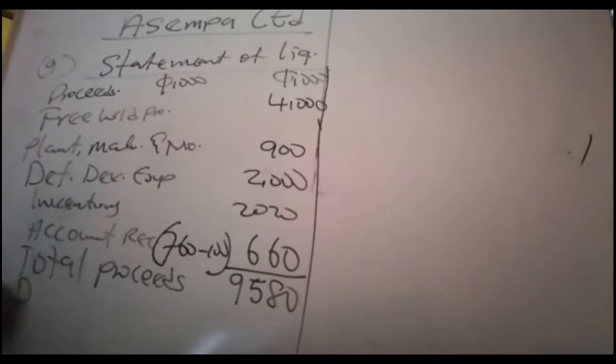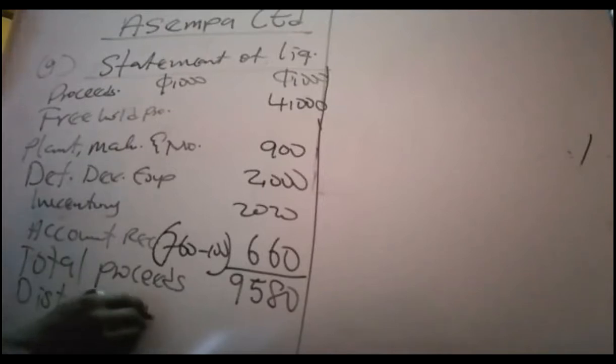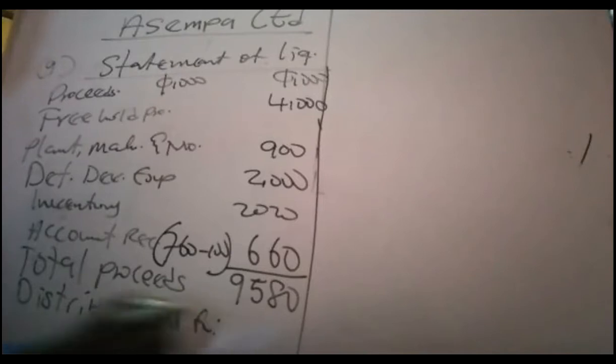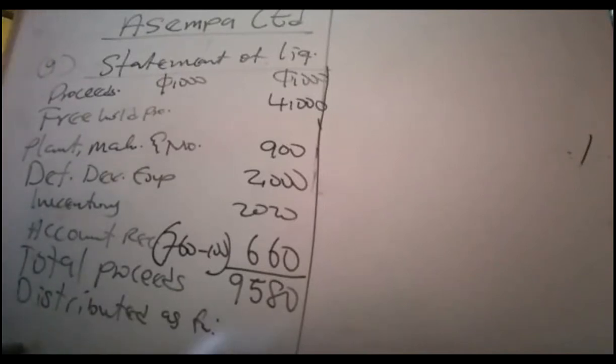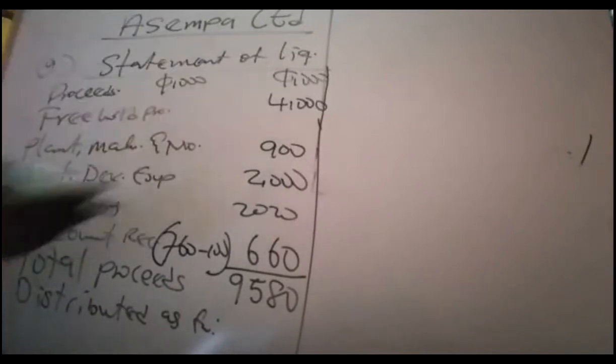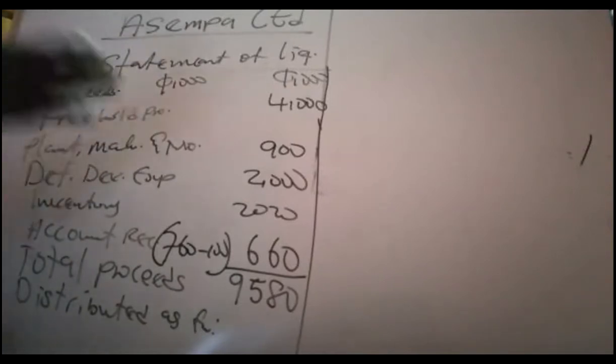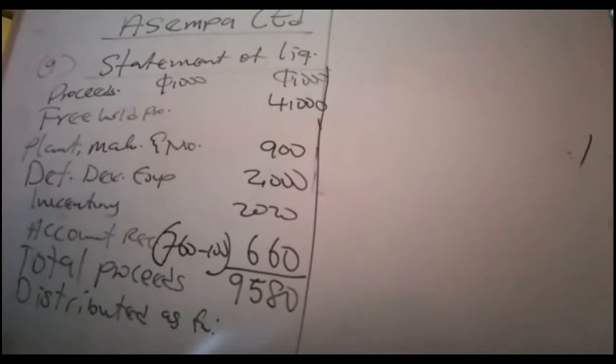Then tell the examiner that you are going to share this money, so distributed as follows. Distributed as what? As follows. So let's share. It will not go here, so I want to do it at the other side of the board.